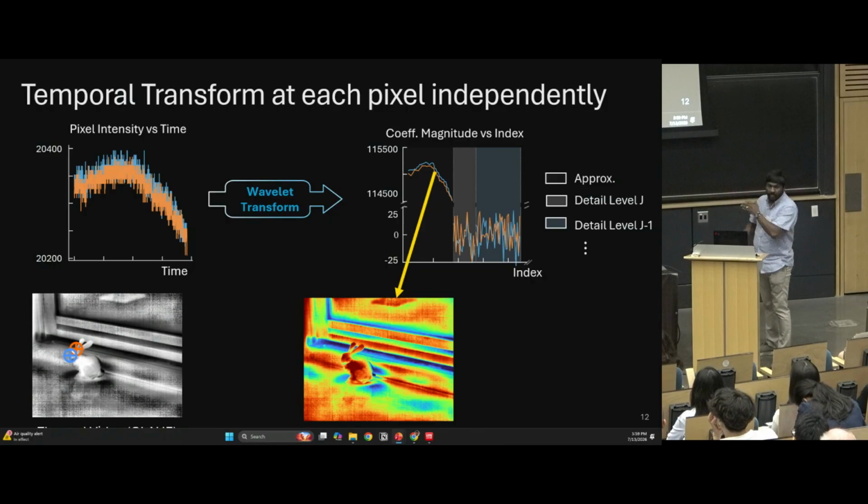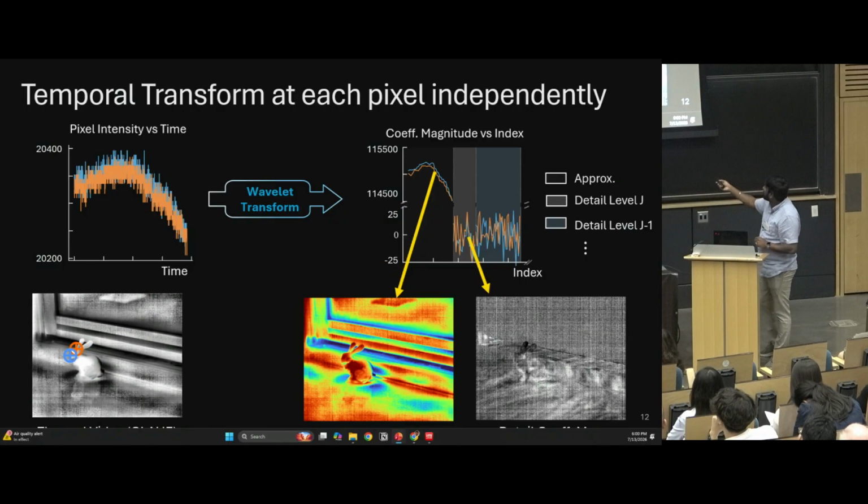Spatially, one of the approximation coefficient maps looks like this. It looks similar to one of the input frames. It contains both signal and the drift. When you come to the detail coefficients, notice that they are on the order of 25 when the pixel intensities are on the order of 20,000. So it's like tiny, subtle variations that are happening. But spatially, you can clearly see some spatial structures that were not there in any of the input frames. These spatial structures are noisy, but there are clearly spatial structures. And these come up only after you apply the temporal wavelet transform.